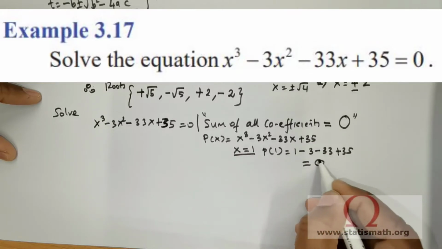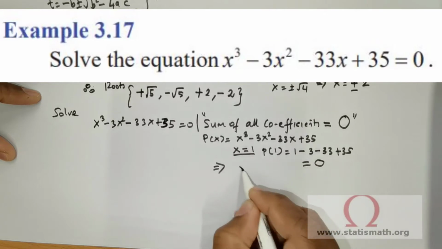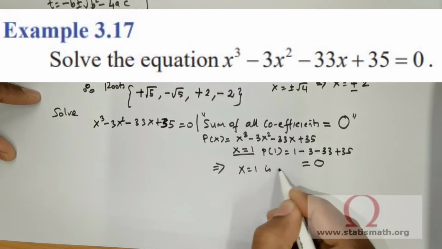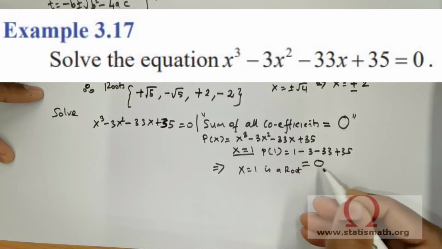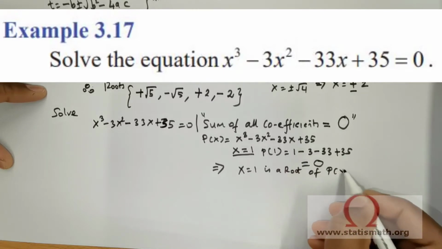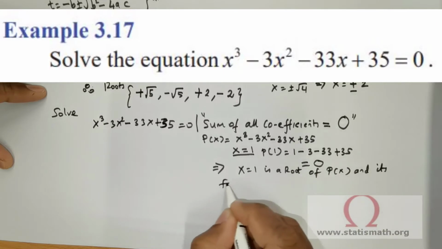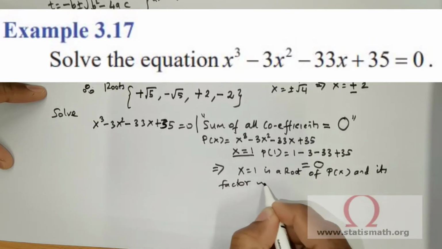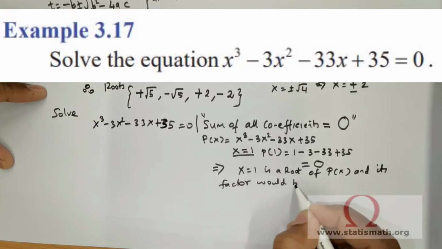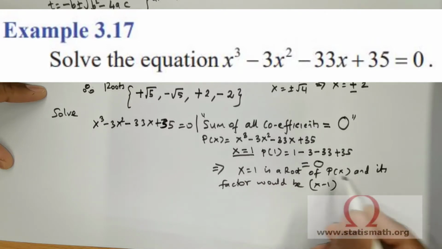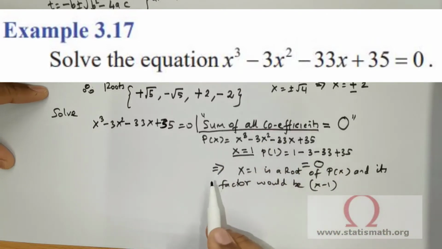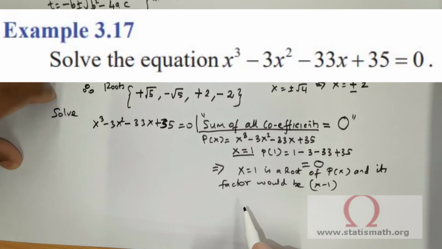If it is equal to 0, then this would mean x is equal to 1 is a root of the polynomial p of x, and its factor would be x minus 1. So this is a law or a theory, you can take it as.